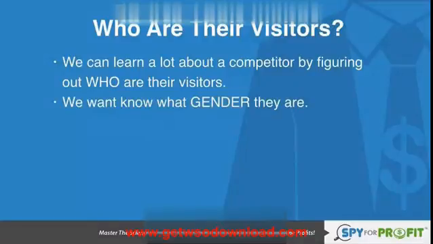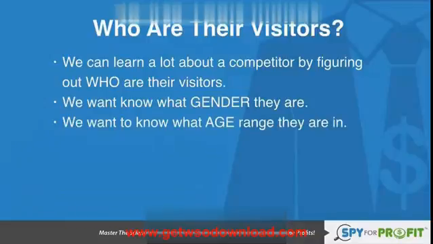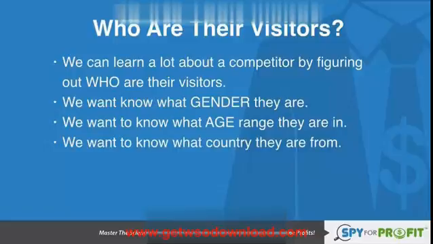We want to know ideally what gender they are. Are they mostly male? Are they mostly female that come to that competitor's site and buy that competitor's products? Or is it split 50-50, which is fine? We ideally want to know what age range they are in. Now, we can't always find this data. Some of the more premium tools that you pay for, like SimilarWeb and Compete.com, will help break down ages at times. But typically, it's hard to figure out until we really dive deep into the business. But we can ultimately figure that out for a lot of different companies.